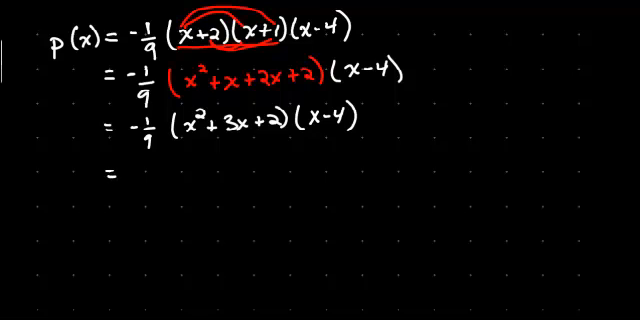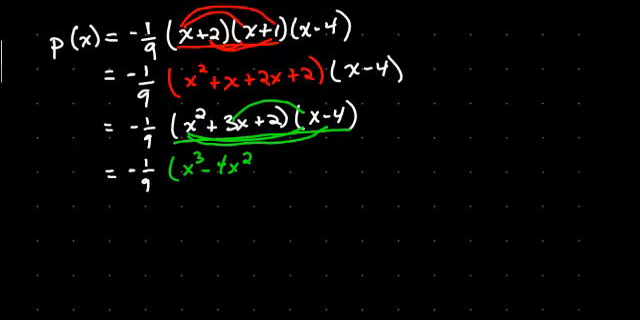Okay, continuing on. Now multiplying these two, we distribute the x squared: it goes to x and gives me x cubed, goes to the 4 and gives me minus 4x squared. Now distribute the 3x, and it gives me 3x squared. Distribute to the 4, it gives me minus 12x. Distribute the 2, gives me plus 2x. And distribute the 2 to the 4, gives me minus 8.